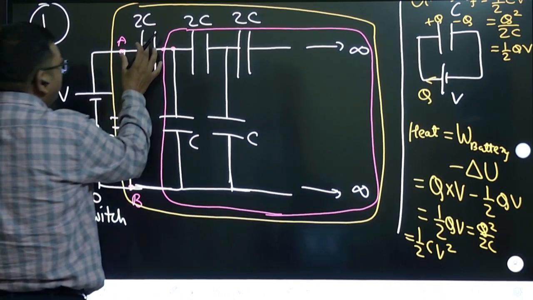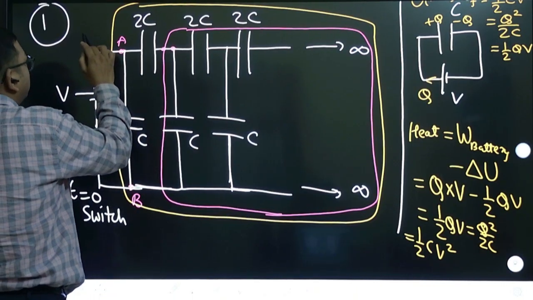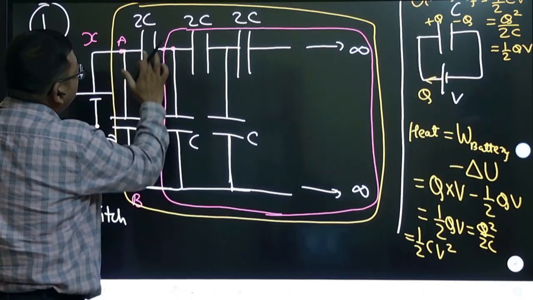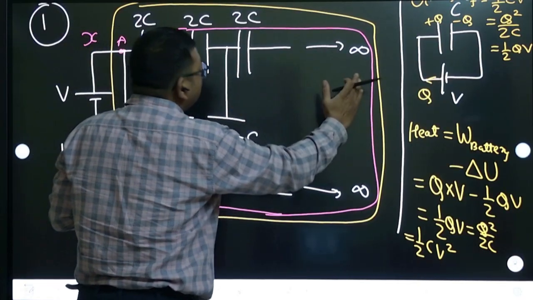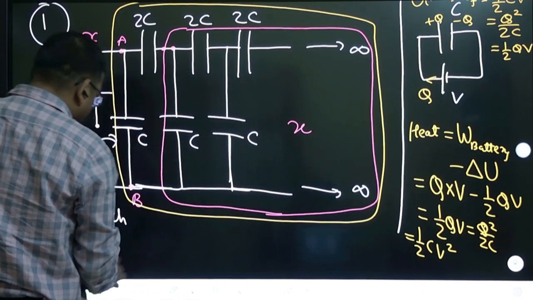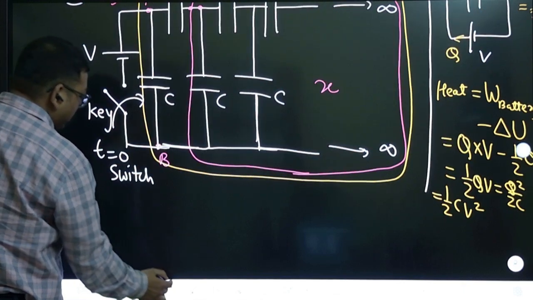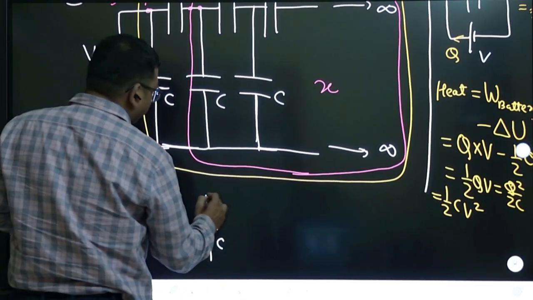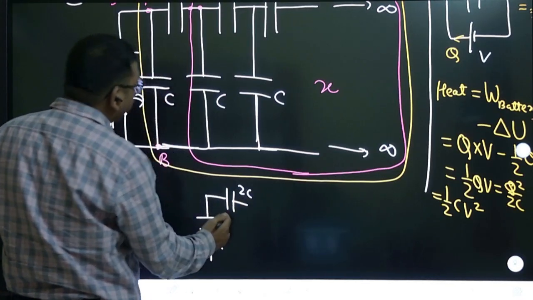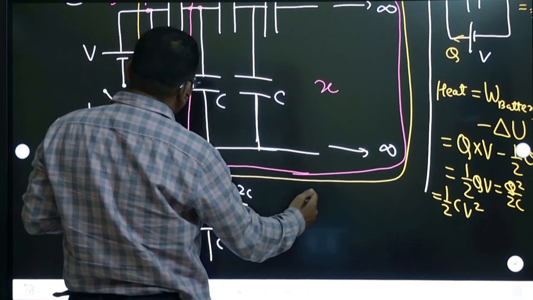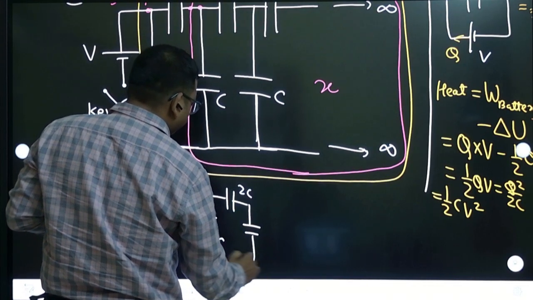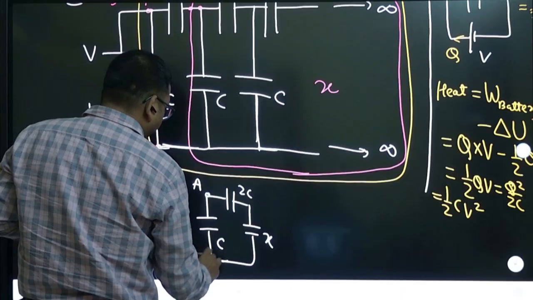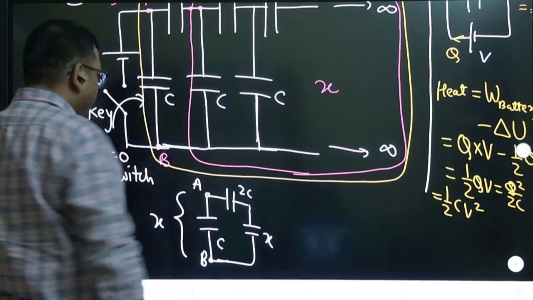So suppose I say that the C equivalent between A and B is X. Once I cross these two C and one 2C, after that again I see the same thing, which means again this is X only. So let us reduce this circuit very easily: here we have this C, and we have this 2C, and after crossing this again I see the same thing, so let us write this as X. This is point A and B, and in between points A and B the equivalent is also X only. This is what we have to calculate.